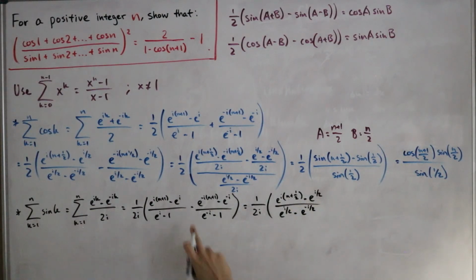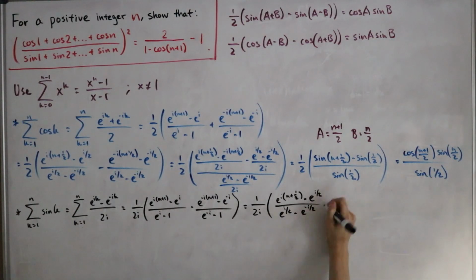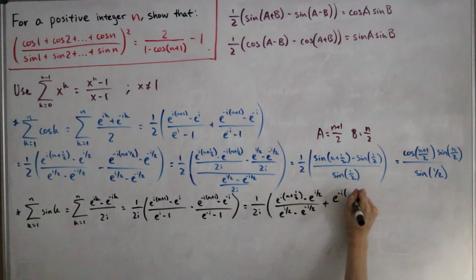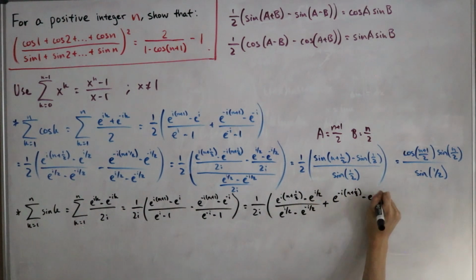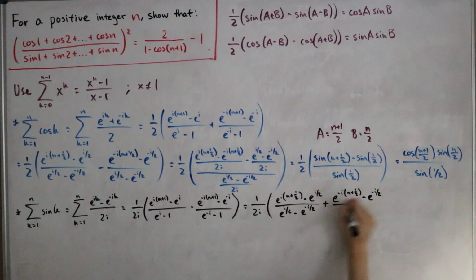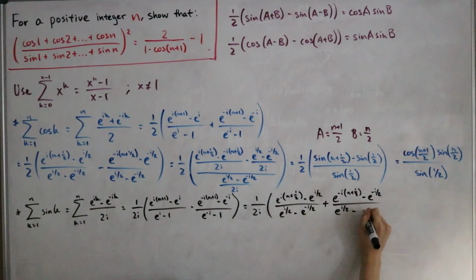Then, of course, I have a minus, and if you rearrange the term, we get a negative on the denominator, so this will be changed to a plus sign. So this will be e to the negative i, then n plus 1/2, minus e to the negative i, divided by 2, this being divided by e to the power i divided by 2, subtract e to the power negative i divided by 2.